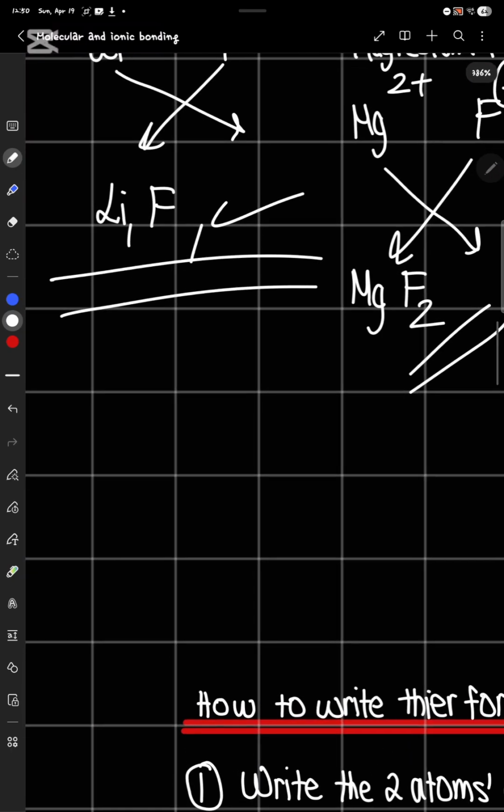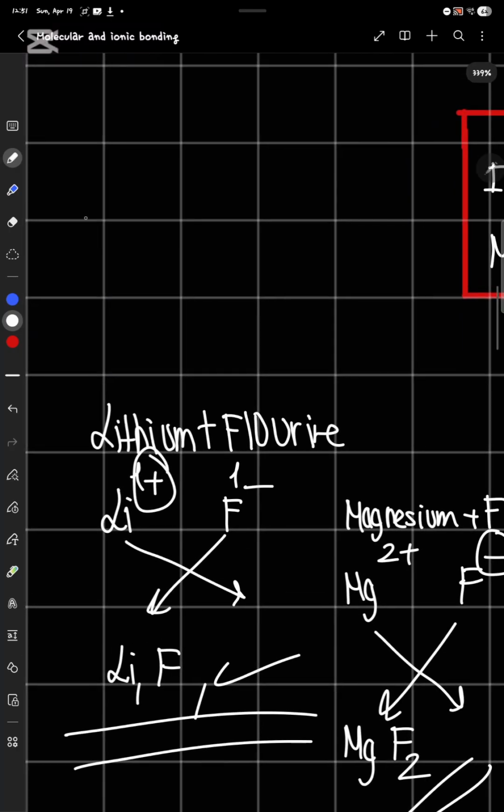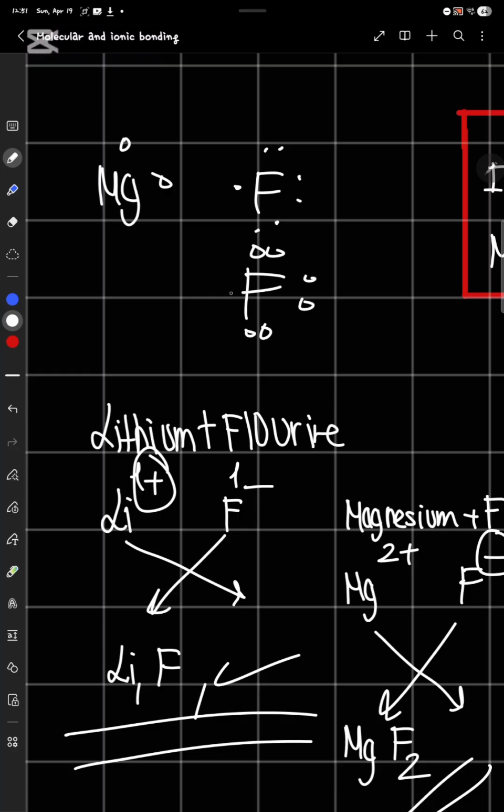And why it works is that magnesium has 2, and it wants to lose 2, but fluorine can only take 1, right? Because it has 7. So even though magnesium wants to lose these 2, fluorine can only take 1. So what can happen is that there are 2 fluorines now. What if there are 2 fluorines? Then this one can go here, this one can go here.